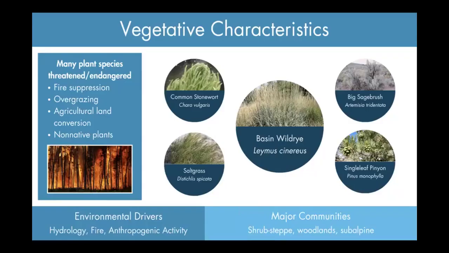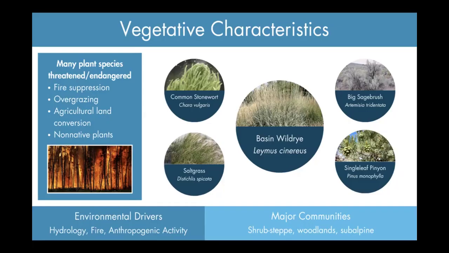There is great variability in vegetation types and levels throughout this region. There are macroscopic algae like common stonewort, and vascular plants like saltgrass, which can tolerate high salinity. There are also species like basin wild rye, big sagebrush, and single-leaf pinyon that make up the various vegetative communities of the Great Basin. Major communities here include the shrub steppe, woodlands, and subalpine communities. The distribution of these communities is determined by environmental drivers such as hydrology, fire, and anthropogenic activity.